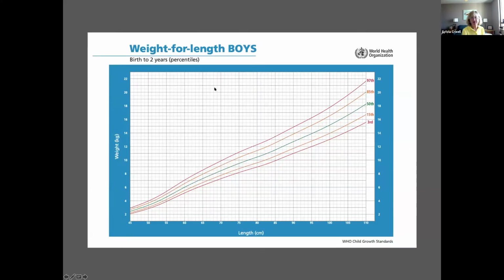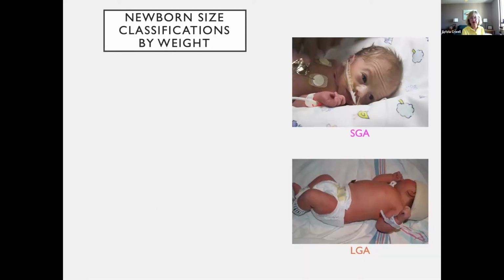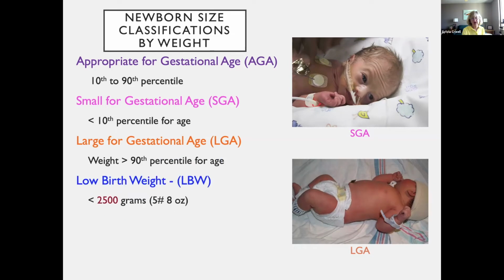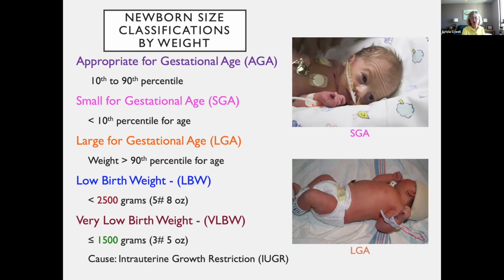Here's a weight for length chart for boys. And then we also talked about newborn size classifications by weight. This is very important because infants who are very small or very large often have more difficulty thriving. So there is appropriate for gestational age, which using the growth chart is between the 10th and 90th percentile. Small for gestational age is less than the 10th percentile for age. Large is over the 90th percentile for age. Low birth weight here is less than 2,500 grams or 5.8 ounces. And here's very low birth weight.